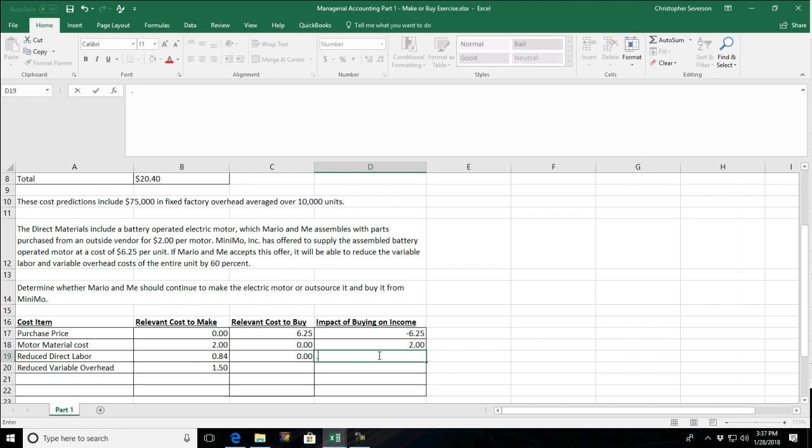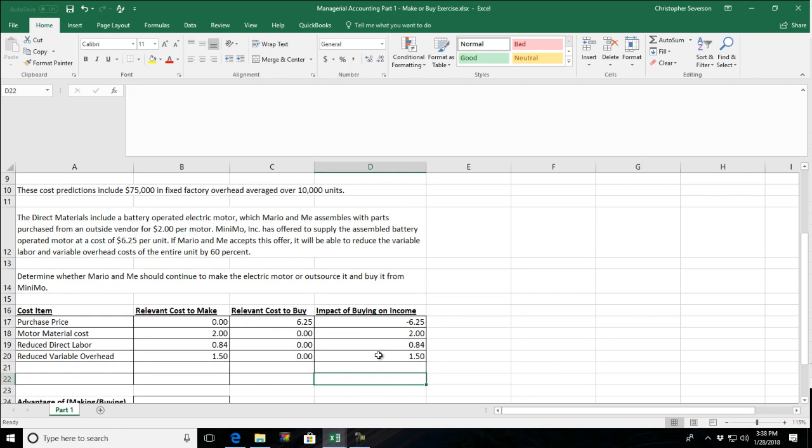Let me back up here to put in our labor. That's a positive 84 cents, because if we buy it, we don't have that 84 cents, so it saves us money by buying. Down here for the reduced variable overhead, this saves us $1.50. If we buy, we won't have to worry about that $1.50 cost. So in the end, if we do a quick sum here, it is going to cost us $1.91 more to buy.